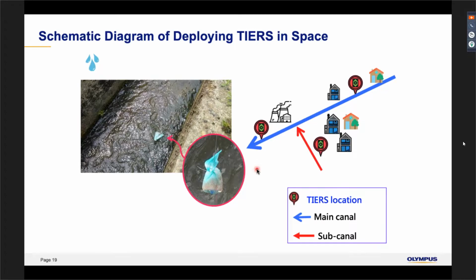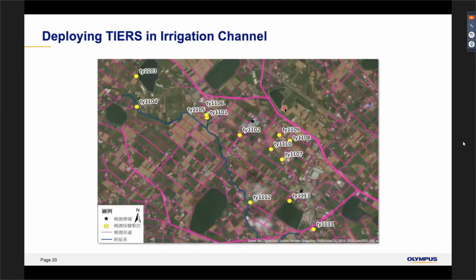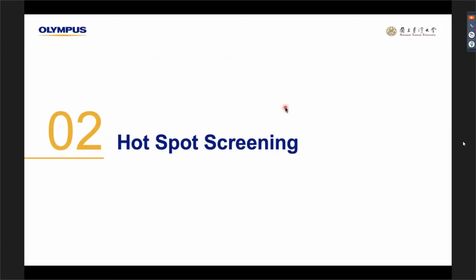Deploying tiers inside according to the factory distribution and the irrigation pattern. Okay, hard pass screening.